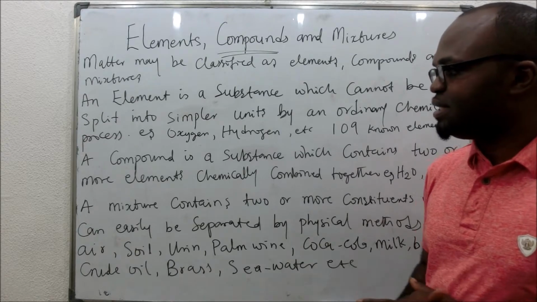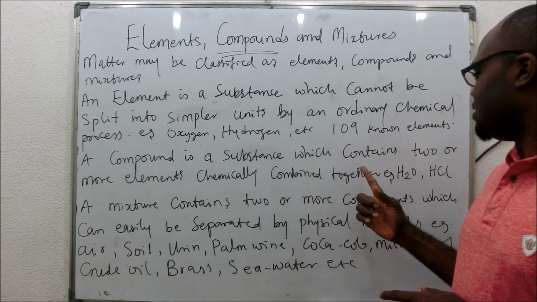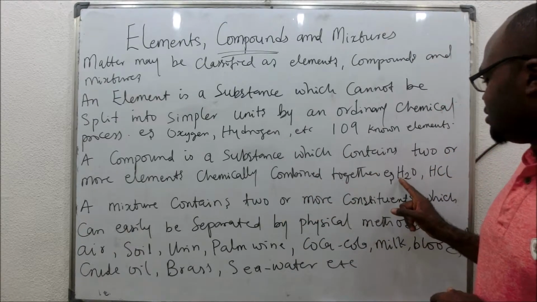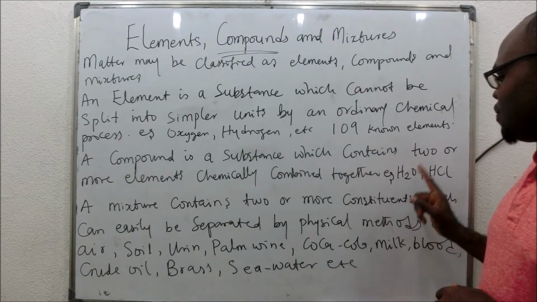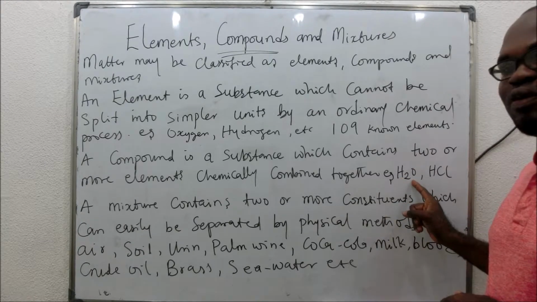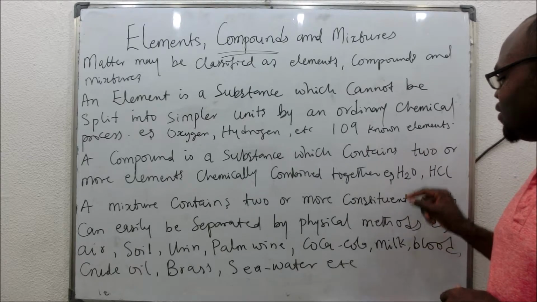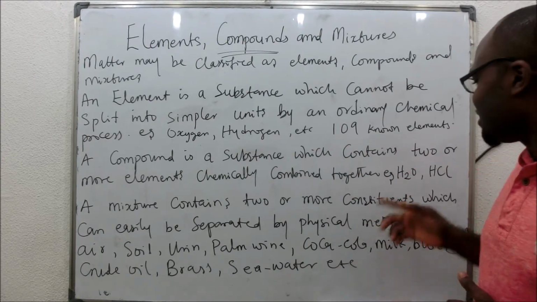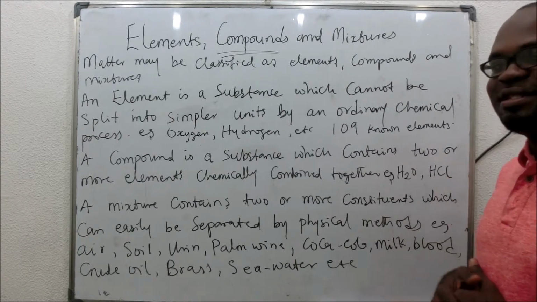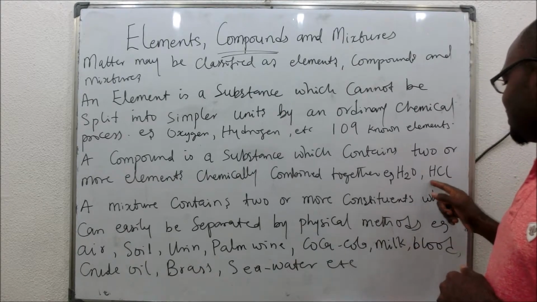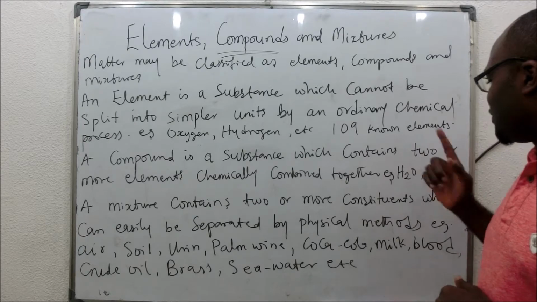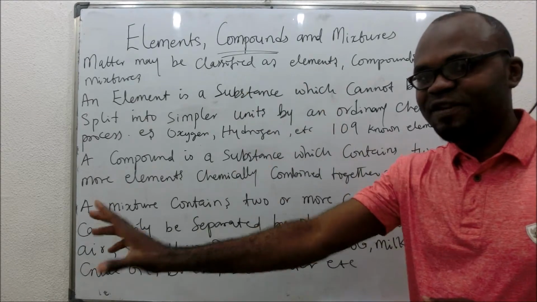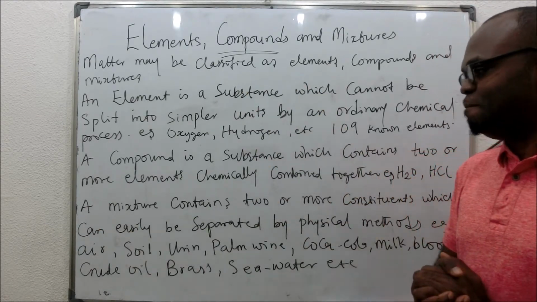Note that the properties of the constituent elements, let's say for hydrogen, for water, the property of water, H2O, is very different from the property of hydrogen separately or oxygen separately. Just like HCl, this is an acid, it's corrosive. The property of this acid is very, very different from the property of the hydrogen separately or the chlorine separately.